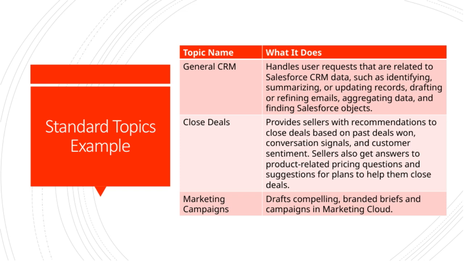Next is the close deals feature. This is all about empowering our sales team. It provides personalized recommendations based on past successful deals, conversation signals, and customer sentiment. It also answers product-related pricing questions and suggests plans that can help close deals faster. This capability is key to boosting sales effectiveness and ensuring our team has the right information at the right time.